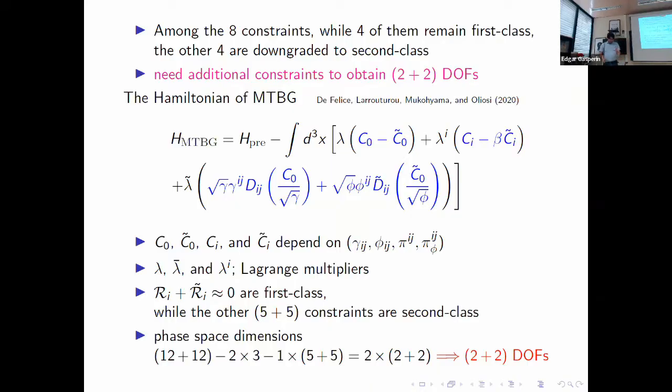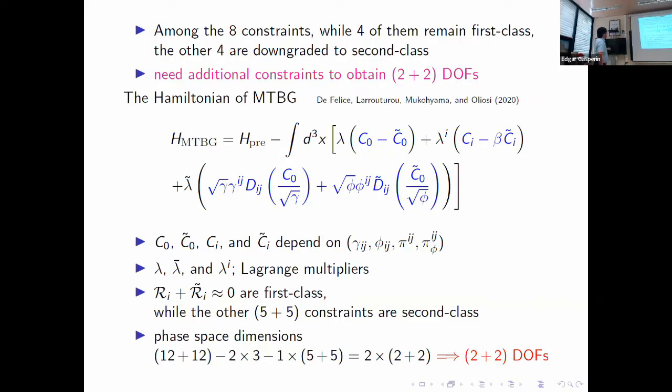As you know, the first class constraints reduce two phase space dimensions, but the second class reduces only one phase space dimension. Basically, this means that in the first class, you get more degrees of freedom. Therefore, to get the same number of degrees of freedom as just two copies, we need some new constraints.